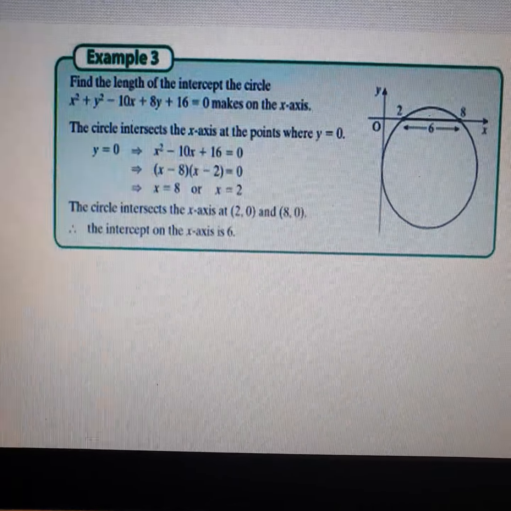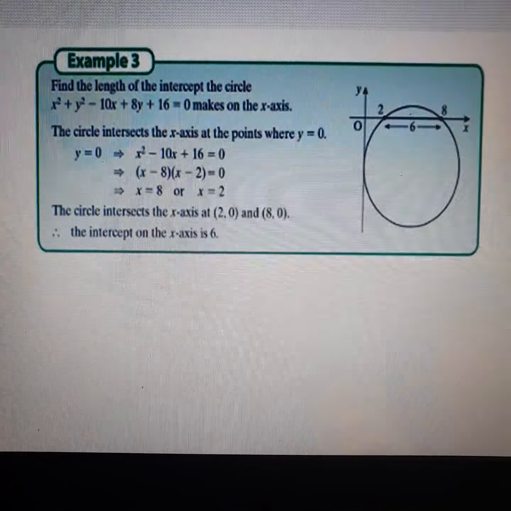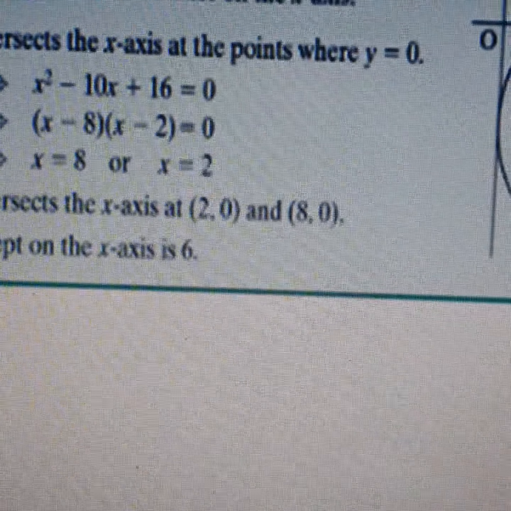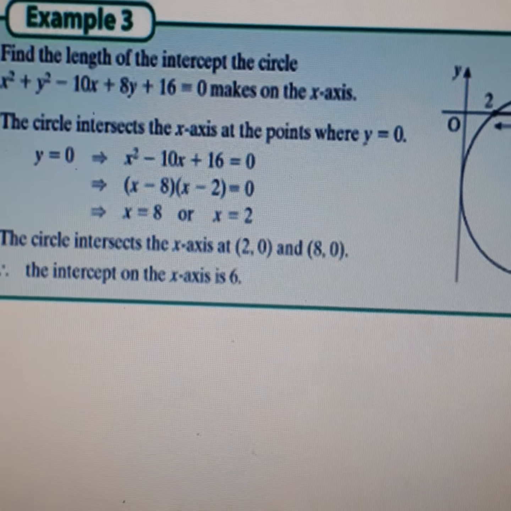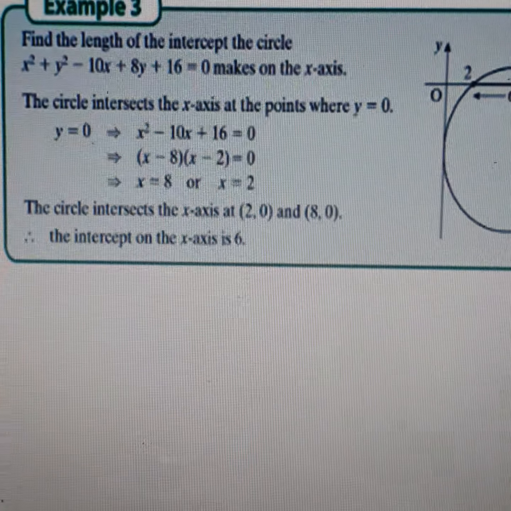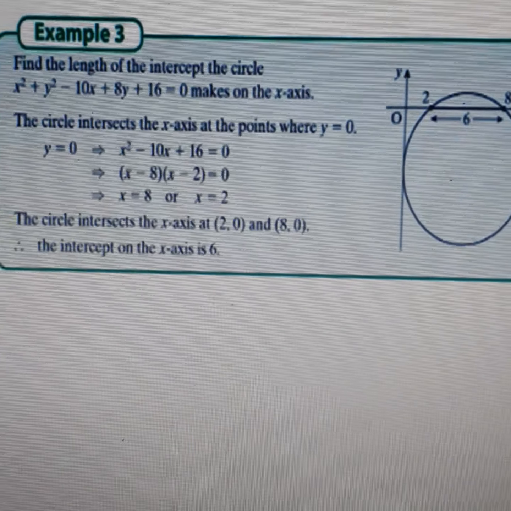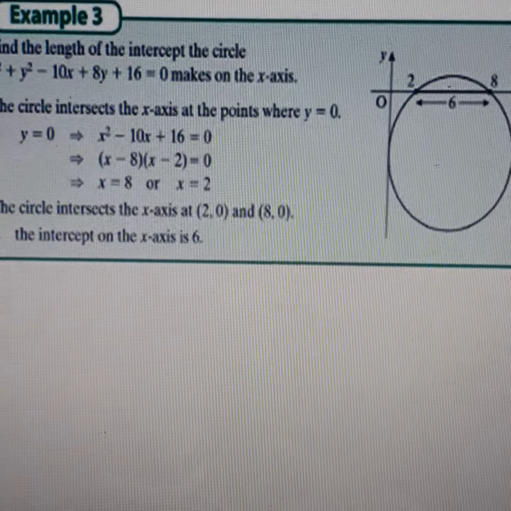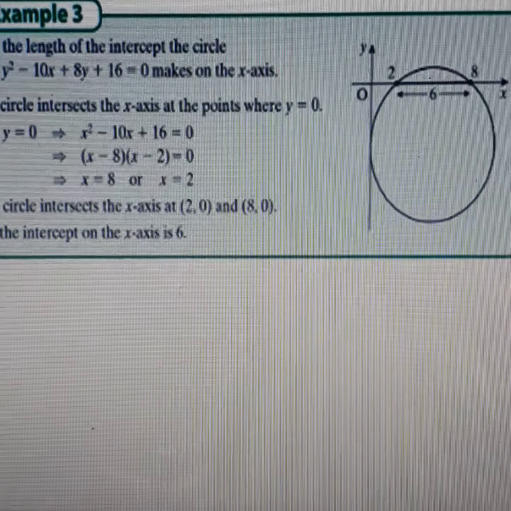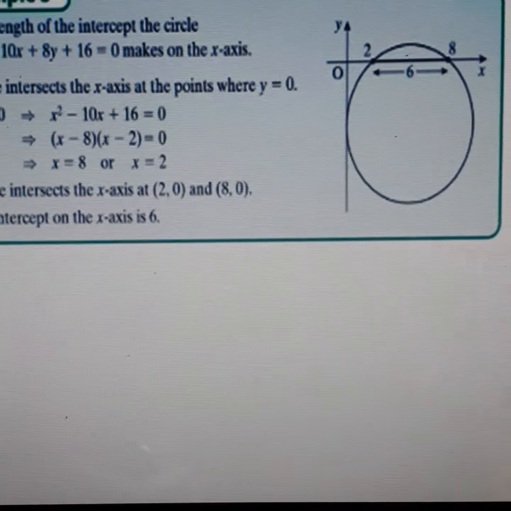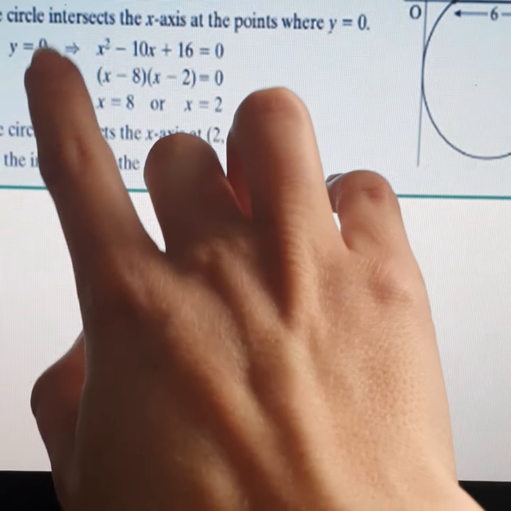Now this one here: find the length of the intercept of the circle x squared plus y squared minus 10x plus 8y plus 16 is equal to 0 that it makes on the x-axis. So if the circle intersects the x-axis at the points, isn't y always going to be 0? So that is literally just letting y equal 0 into this, right?